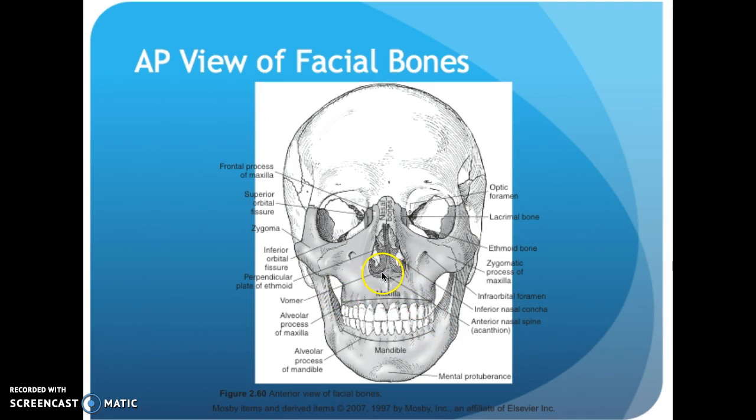You have your vomer here, coming up from your acanthion, and then it turns into your perpendicular plate of your ethmoid bone. You have your inferior orbital fissure and zygoma, and the superior orbital fissure right up top there in your frontal process of your maxilla. So that should be good review for you moving forward.